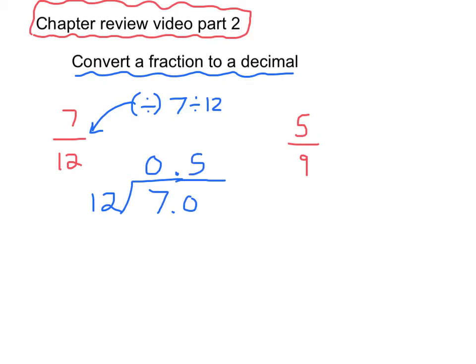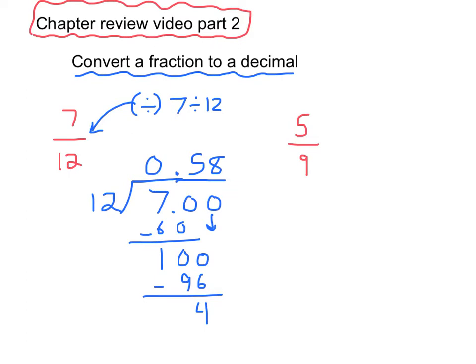5 times 12 is 60. 70 minus 60 is 10, or 7 minus 6 is 1. But 70 minus 60 is 10. 12 does not go into 10, so I'm going to add a 0 and bring it down. 12 goes into 100. 8 times 12 would be 80 plus 16, 96. 8 times 12 is 96, so it goes in 8 times. 100 minus 96 is 4.